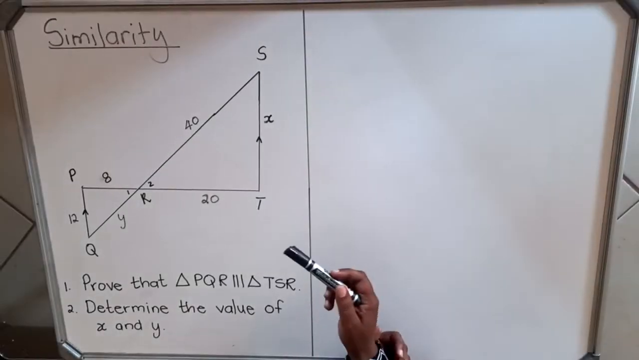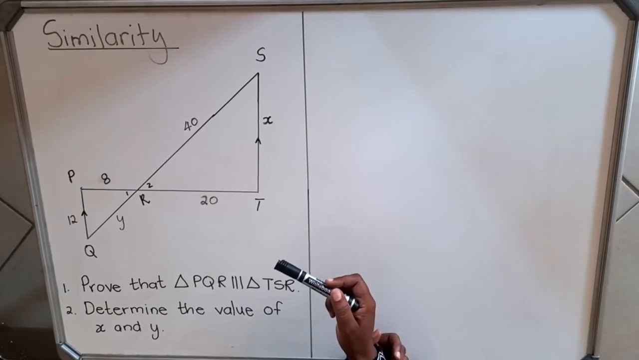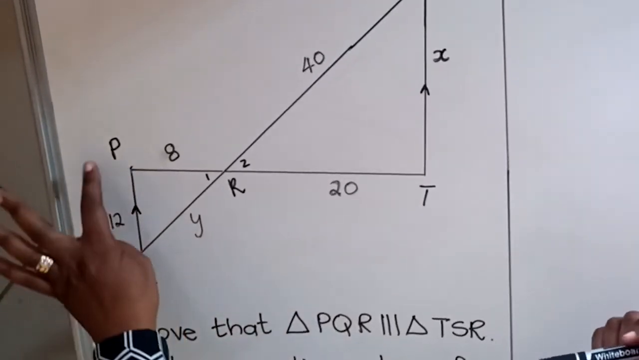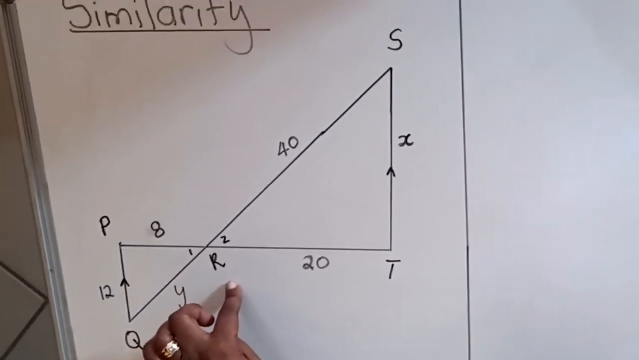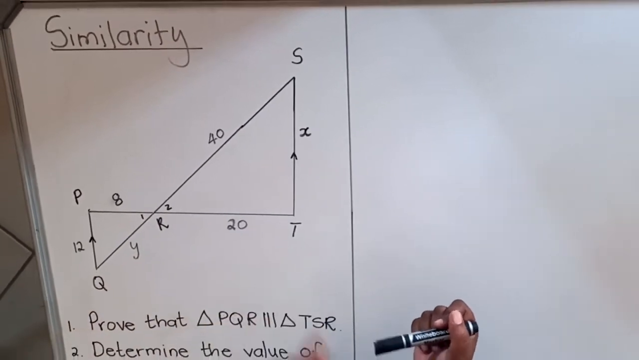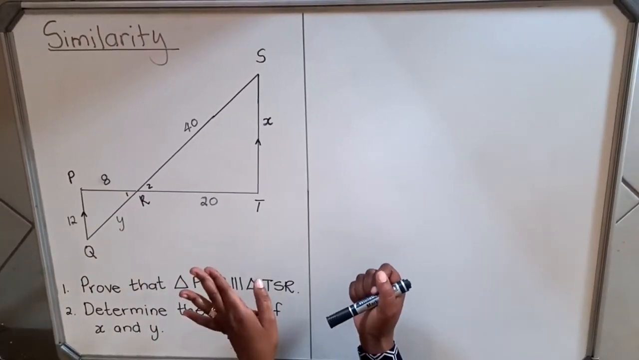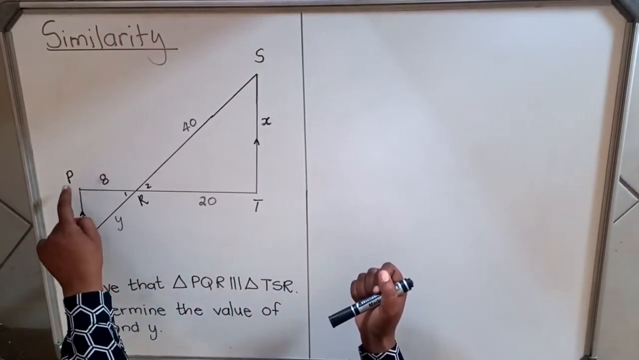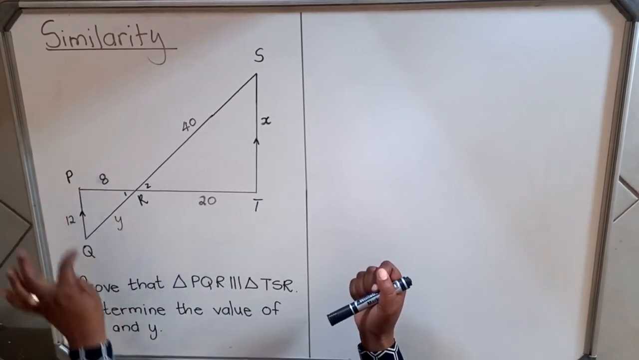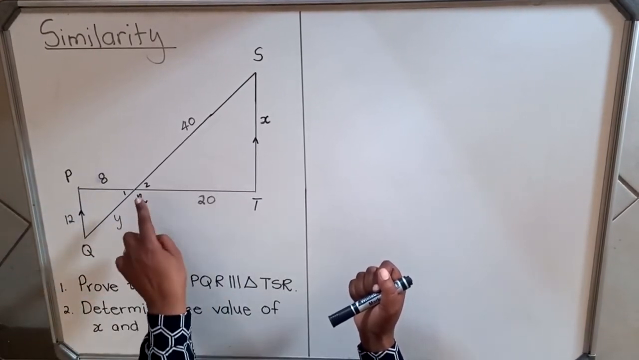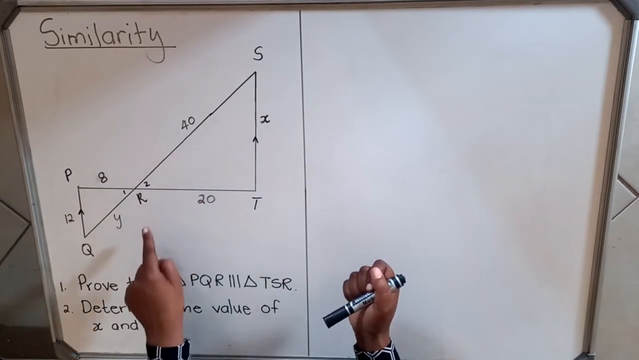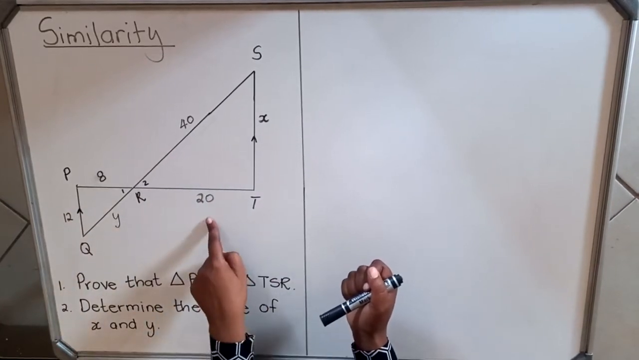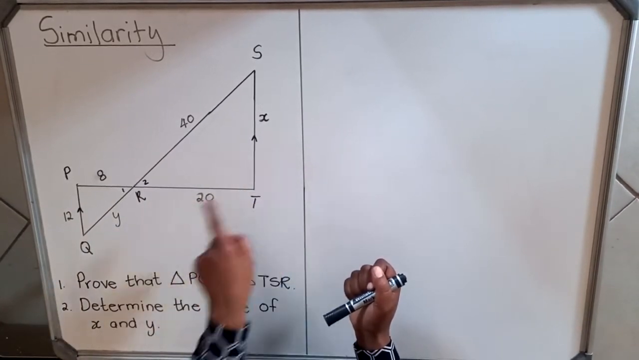Right here, you are given a diagram. This diagram has two triangles. You have triangle PQR and triangle SRT. Now, these two triangles, they've given you values. PR is 8, PQ is 12, and then RS is 40, and RT is 20. And you are required to find X and Y.